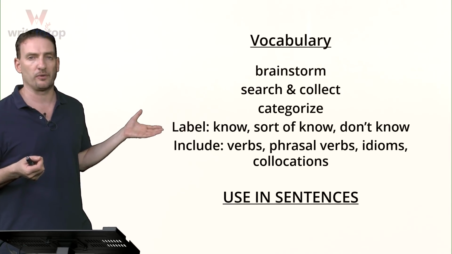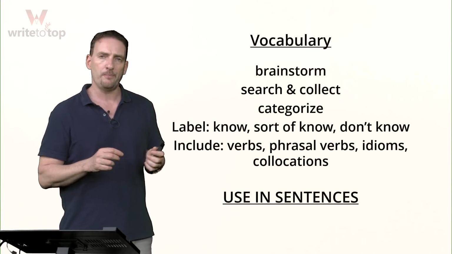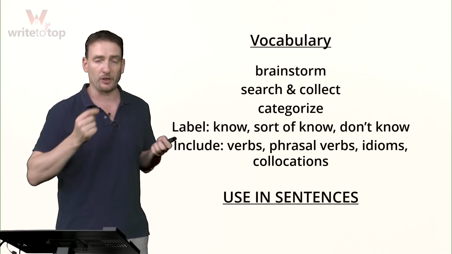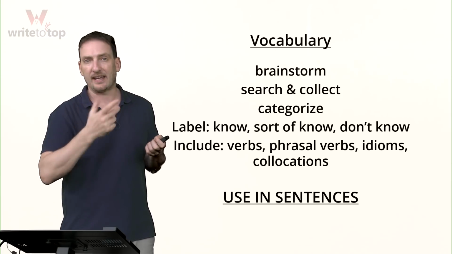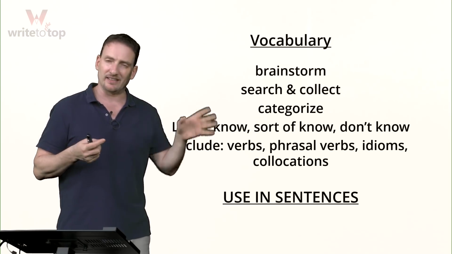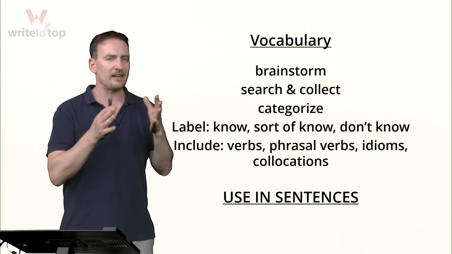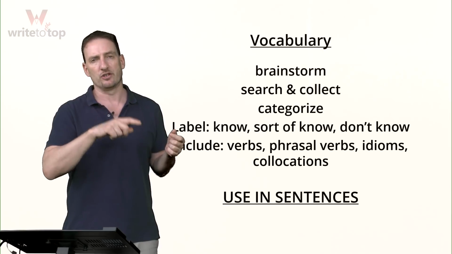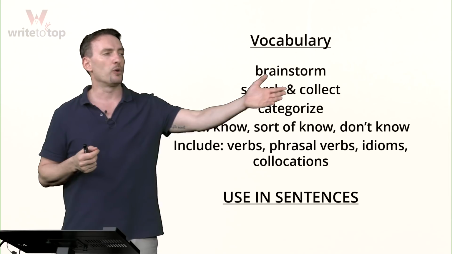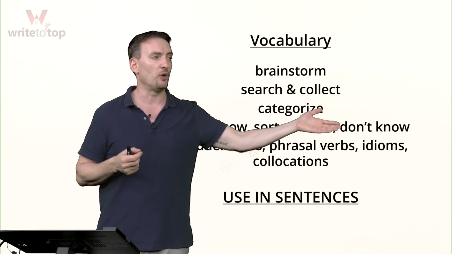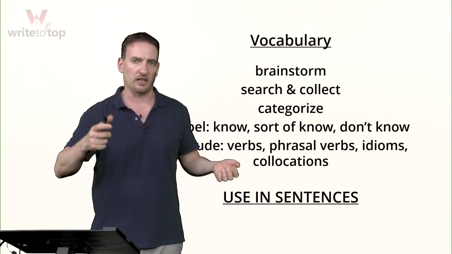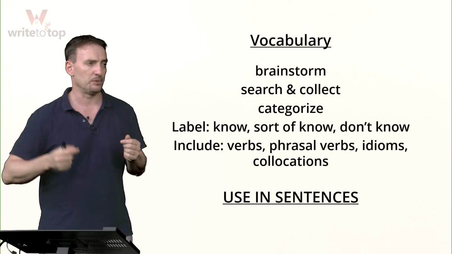Label all the words. Every word you know, put a green sticker or a green mark, or put a 1, or put a yes, or put a K, whatever works for you. All the words that you sort of know, you've seen them before or you've heard them before, but you're not 100% sure, put an orange, or a 2, or an SK, etc. And the words that are completely new to you, that you really don't know, they're brand new words to you, put a red, or a 3, or a DK, or whatever symbol works for you.